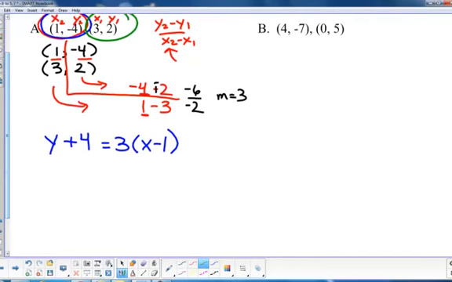Whoa, went too far. y minus 2 equals 3, which is my m, times x minus 3. Now, just to show you, I'm going to put both of these in y-intercept form.